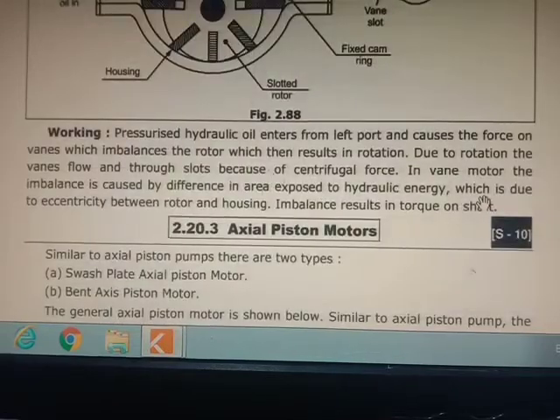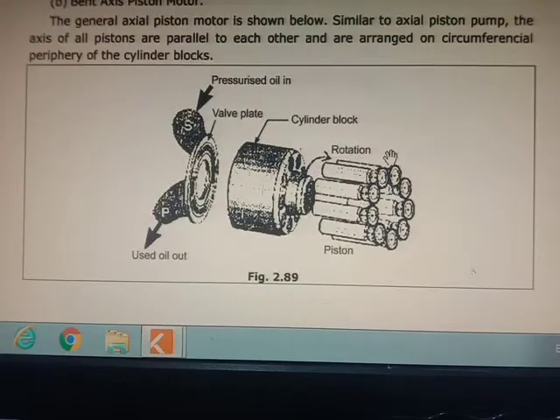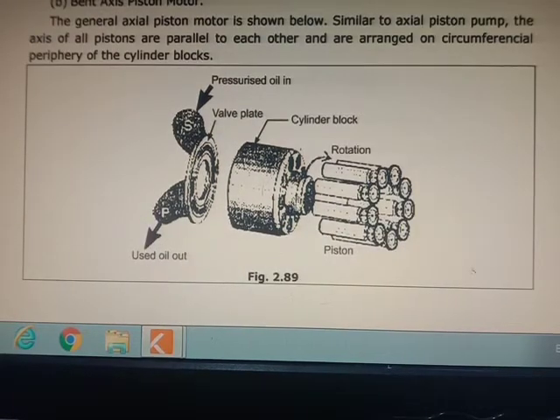Understand? Okay. Now the third type we have to see is the axial piston motor. What will happen in the case of the axial piston motor? If you see the diagram, you will see it is similar to an axial piston pump. You can see there is a cylinder, and the cylinder has bores. In these bores the pistons are mounted, and these pistons rest against the swash plate, right?